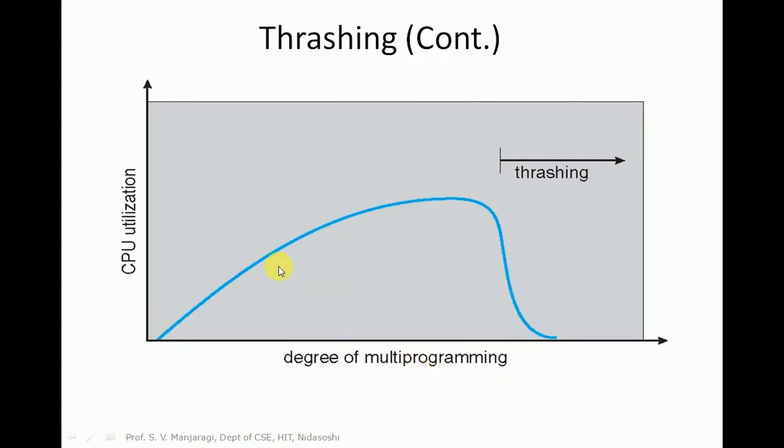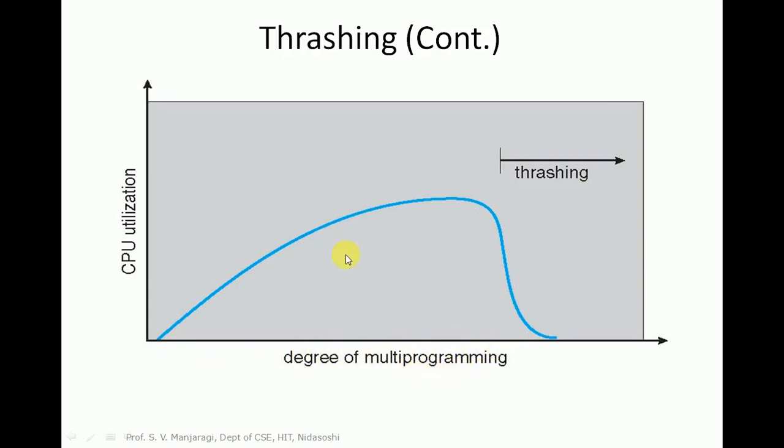If you look at this graph, it is plotted as degree of multiprogramming versus CPU utilization. As you increase the degree of multiprogramming, it means you bring more programs into the memory for execution to improve the degree of multiprogramming.